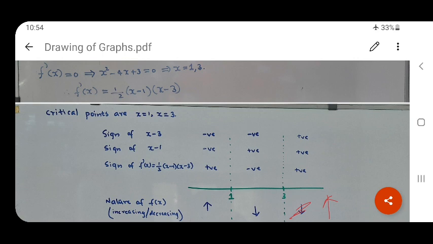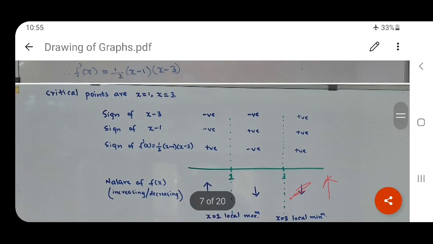Or else we determine the sign of each of the factors x minus 1 and x minus 3 and plug into f dash of x. So in minus infinity to 1, x minus 3 is negative, x minus 1 is negative, and therefore the sign of f dash is positive. That is what I have written here, or you can do it the other way too. So therefore f is increasing in minus infinity to 1. Similarly, in 1 to 3 it is decreasing, and in 3 to infinity it is increasing.